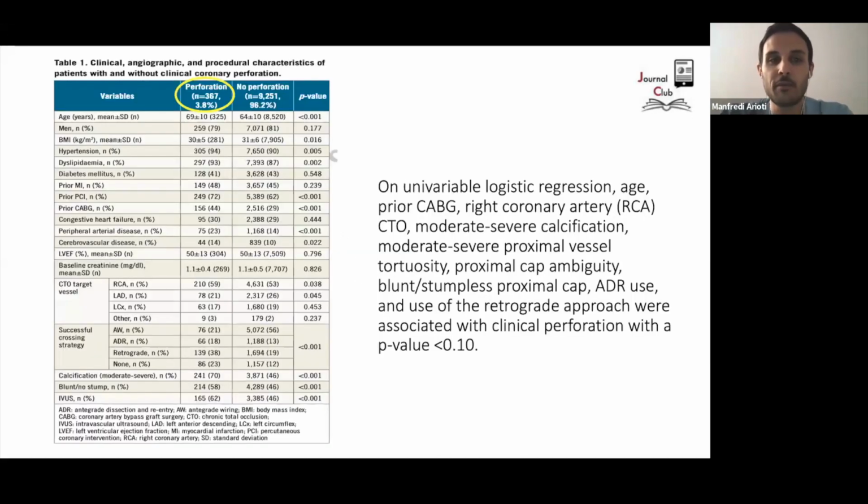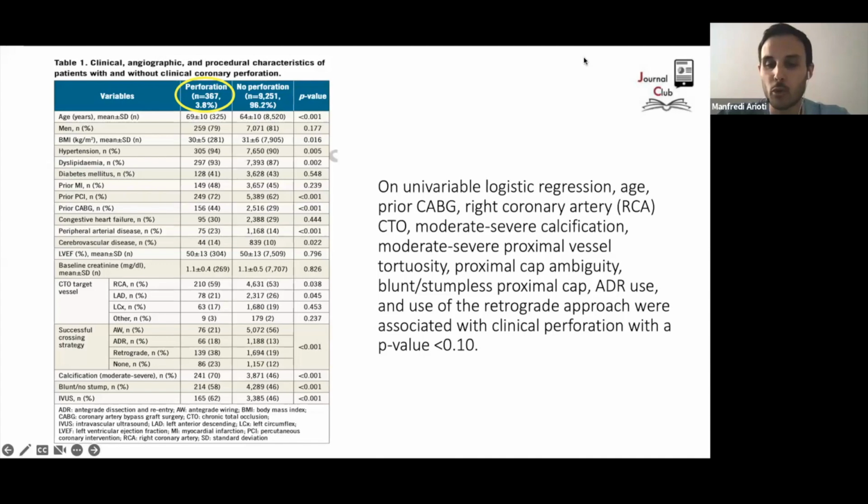Starting to dive into the paper, the first thing to stress is that the actual rate of perforation among the study population was quite low, around 3.8%. Looking at the different clinical, angiographic, and procedural characteristics on univariable logistic regression, several were associated with statistical significance: mainly age, prior CABG, right coronary artery CTO, moderate to severe calcification, moderate to severe proximal vessel tortuosity, proximal cap ambiguity, a blunt or no stump proximal cap, ADR use, and the use of the retrograde approach.